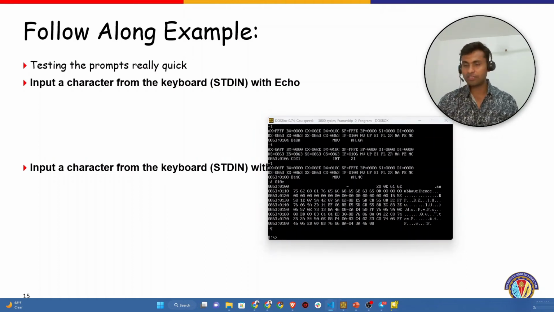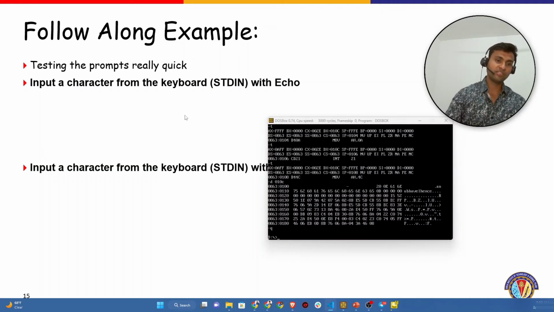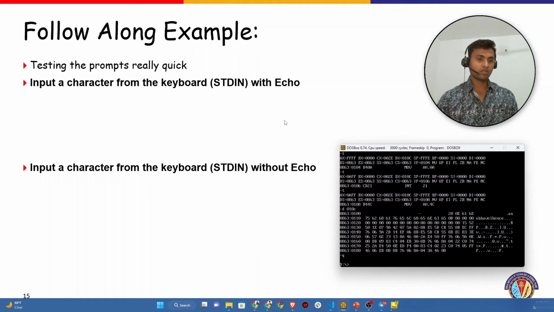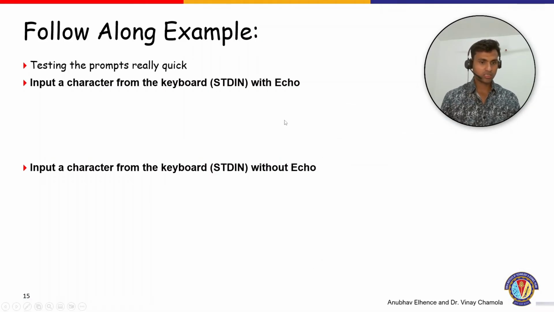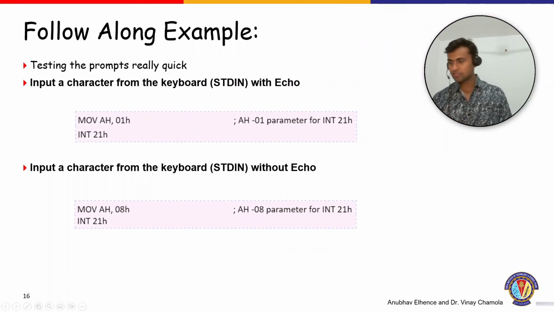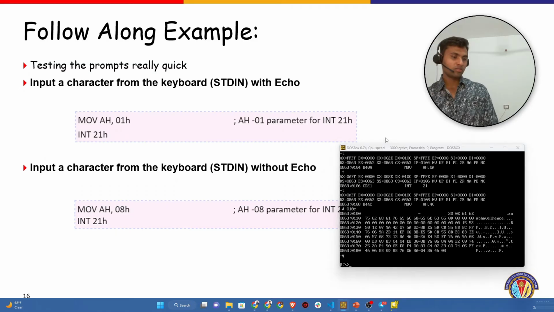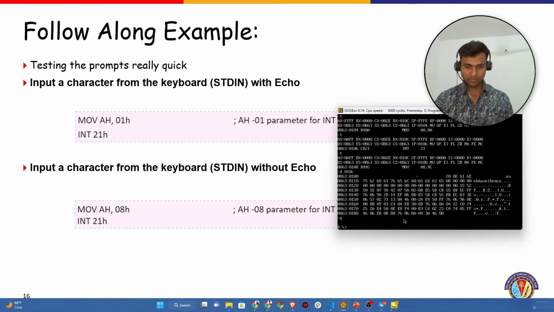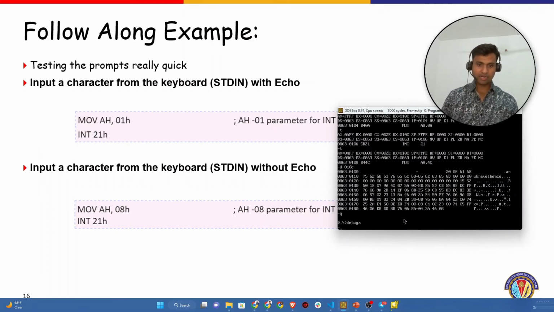So here is our week 5. The first thing which we want to test is input a character from the keyboard, standard in with echo. There is another command without echo, which you can see. All right, this is all there in your lab manual. Just refer to that. We'll execute something here. So let's open the debugx.